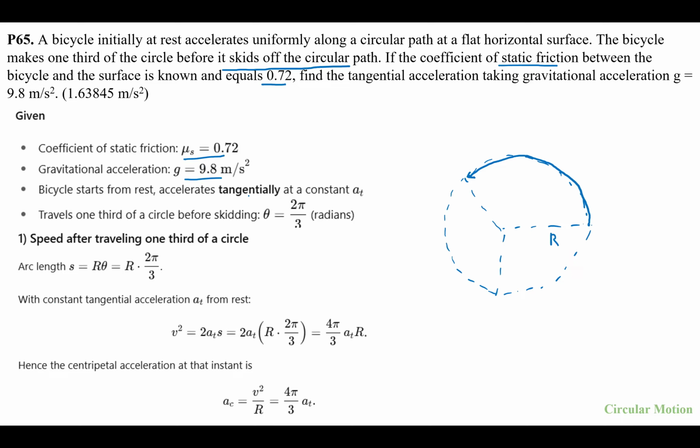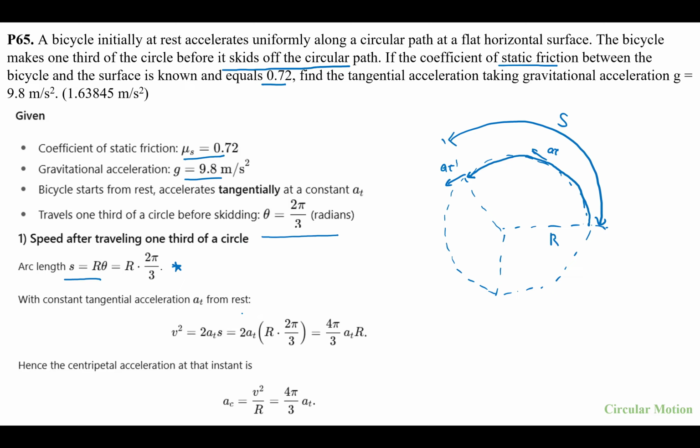And then it accelerates tangentially at a constant a_t, and travels 1/3 of the circle before skidding. Theta is given by this one. So the first thing is that we need to find the speed after traveling 1/3 of the circle. So the arc length is given by r theta, from here to here.